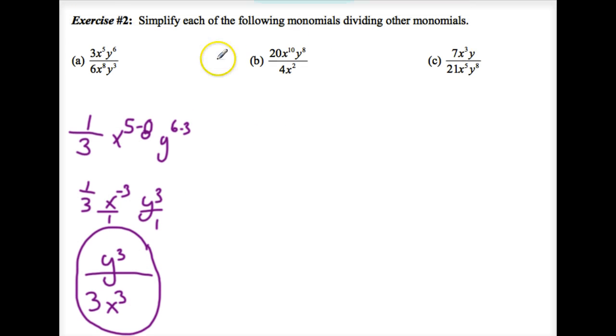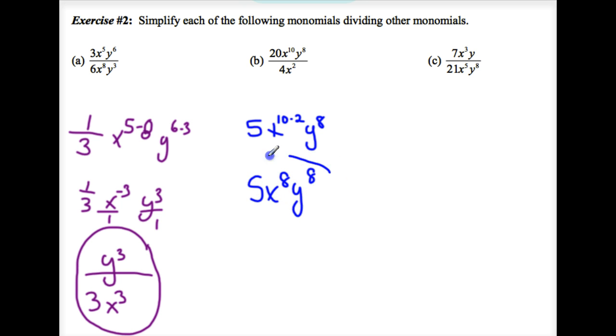Let's take a look at this one. 20 divided by 4, we know that's 5. Then I have x, 10 take away 2, and then y, 8. This becomes 5, x to the 8, y to the 8. All my exponents are positive, so this is my final answer.